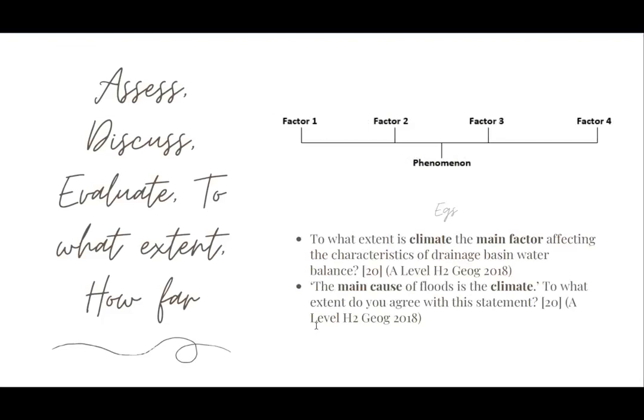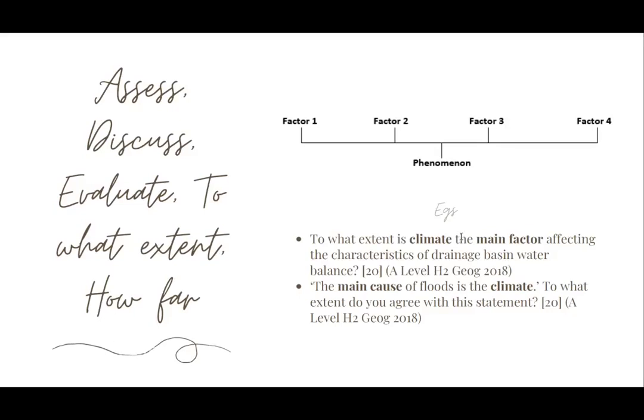So some examples, right? For example, in the A-level question 2018, to what extent is climate the main factor affecting the characteristics of drainage basin water balance? We have not learned this yet, it's okay, but you can see that here they've given you one factor, climate, and they ask you to what extent is climate the main factor. So you have a given factor, which is climate, but you need to, on your own, bring in other factors, and then you weigh and see which one is the main factor.